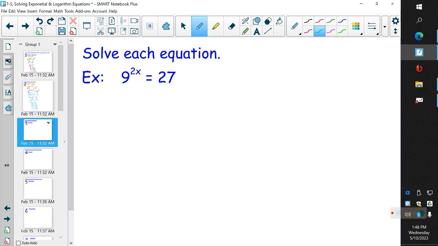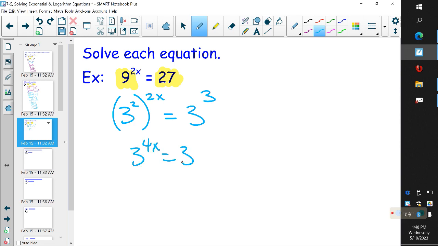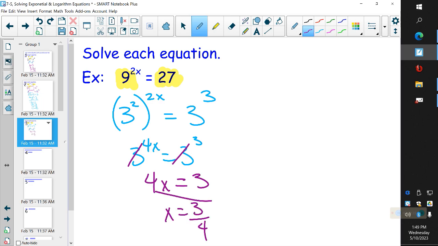And the last one like this is going to be 9 to the 2x is equal to 27. Again, look at your bases, and we want our bases to have the same bottom, so that's going to be 3 squared raised to the 2x is equal to 3 cubed. So I'm going to multiply those powers, giving me 4x is equal to 3 cubed. I'm going to cancel out my 3's, giving me 4x is equal to 3, so x is equal to 3/4. So that makes complete sense to us.